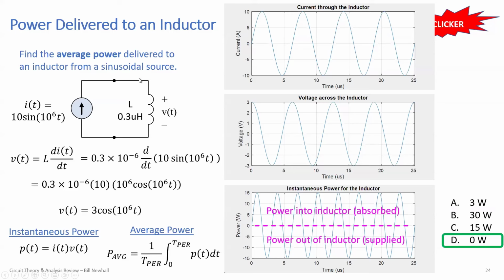But notice current is flowing. Current is flowing through this wire back and forth, but there's no average power delivered to that inductor.